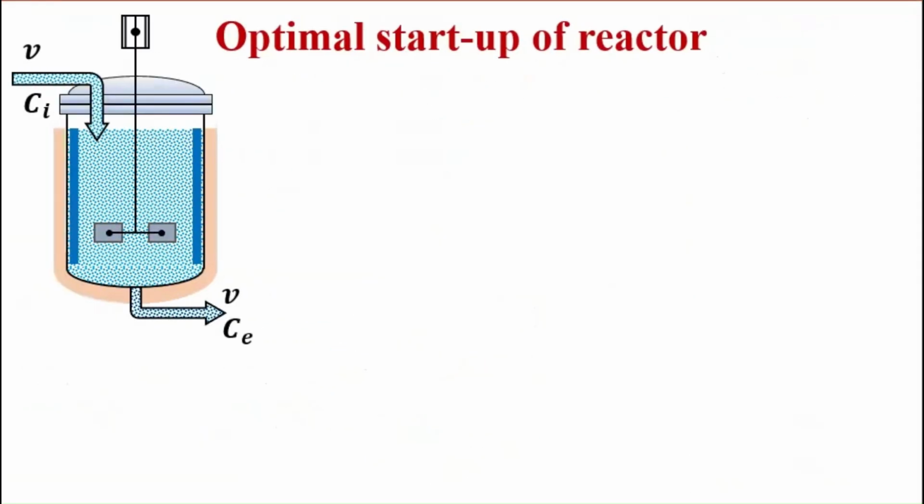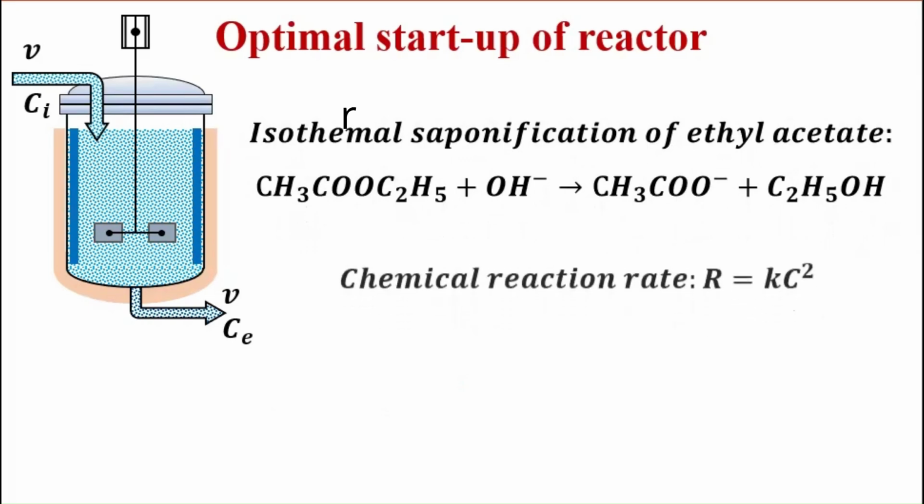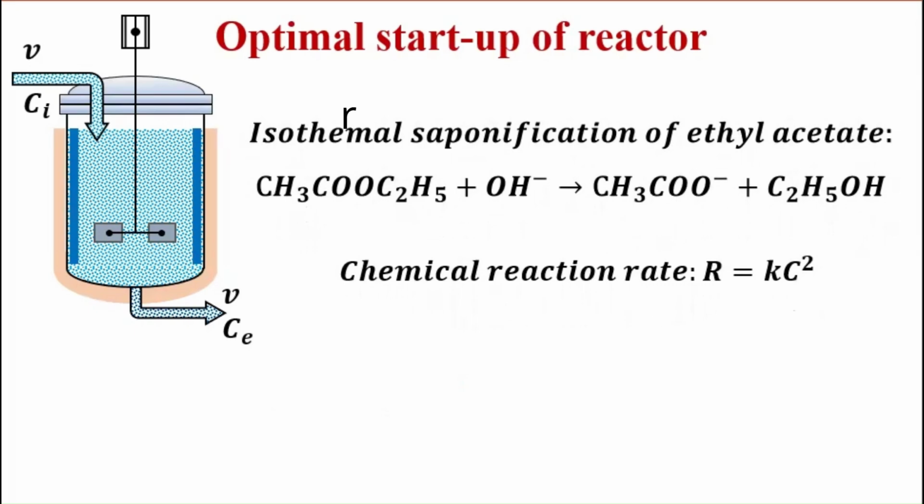In an ideal, well-stirred laboratory tank reactor, the saponification of ethyl acetate in the presence of sodium hydroxide occurs under isothermal conditions. The reaction is carried out under conditions that allow it to be approximated as a second-order reaction with respect to ethyl acetate. The reaction rate is defined as the number of moles of ethyl acetate consumed per unit time and per unit volume.